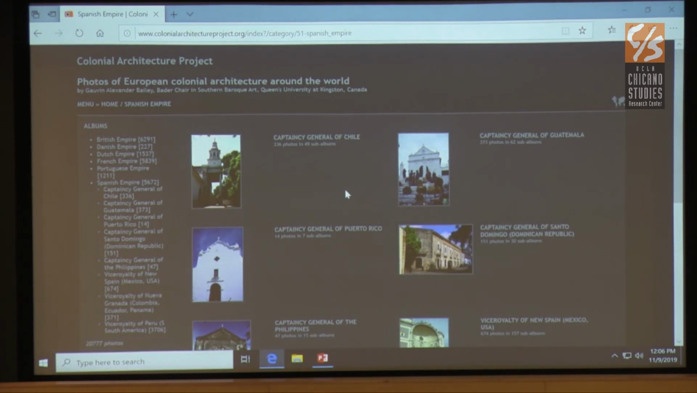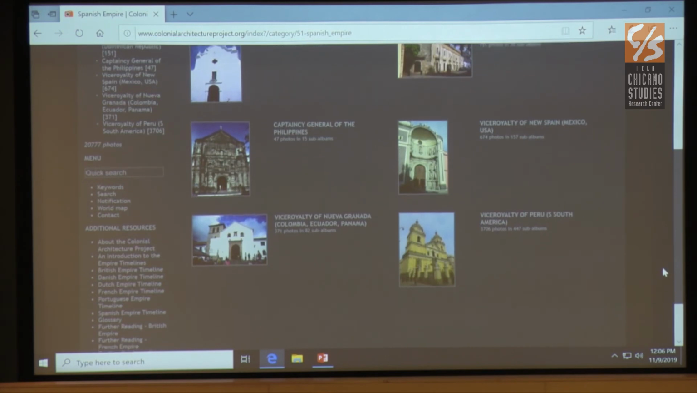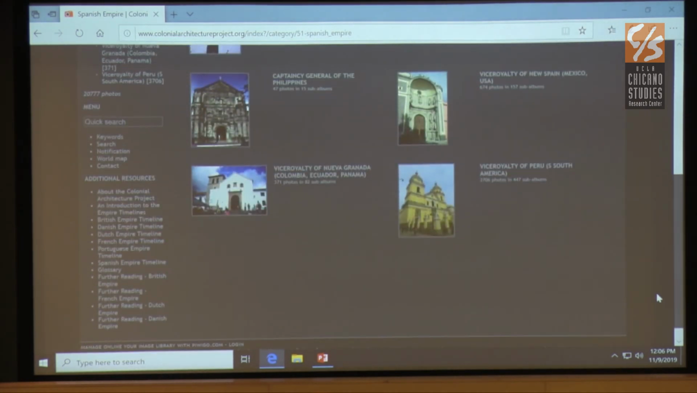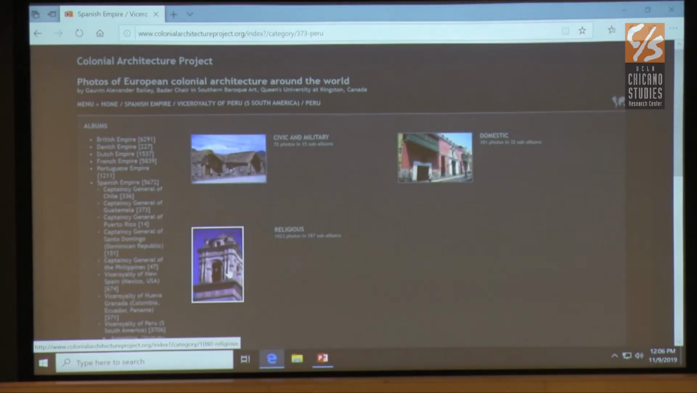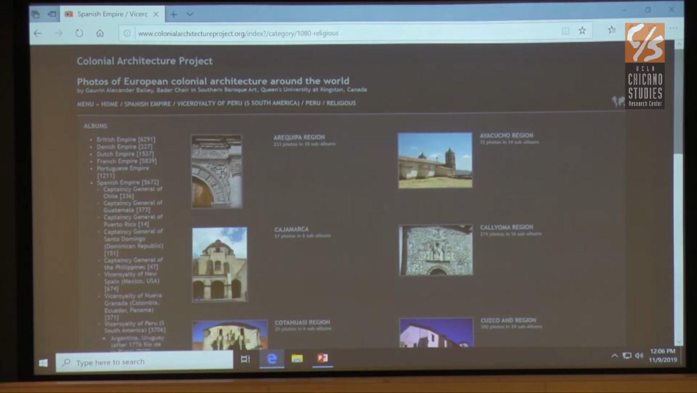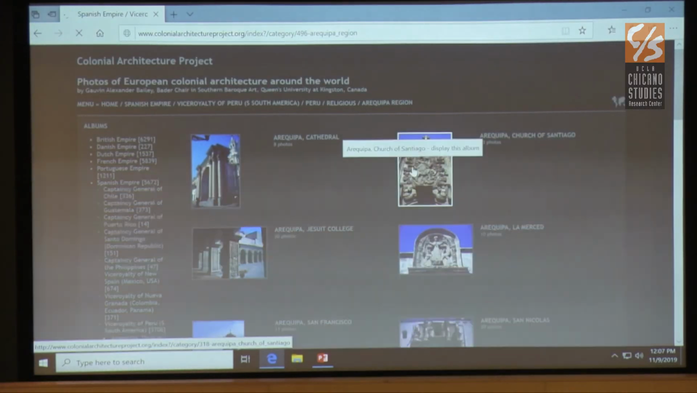So I use the colonial names, but I've also added for the general public some assistance like Dominican Republic and Mexico, USA for Viceroyalty of New Spain, South America, Viceroyalty of Peru. I just say Southern South America because when you click on it, you get Argentina and Uruguay, which after 1776 is Rio de la Plata, but most of the buildings are earlier. Paraguay, Chile, Peru. Probably most of them are in Peru. You go to religious, you go to all these different regions, Arequipa, Ayacucho, Cajamarca, but let's go to Arequipa. And then you eventually get to an actual building.